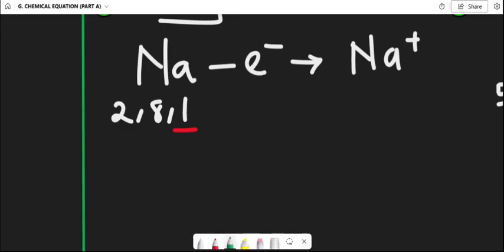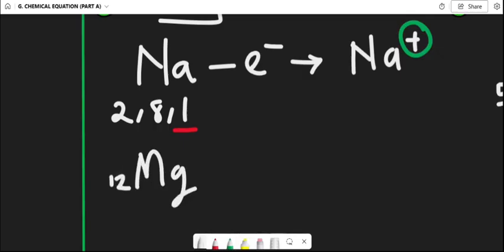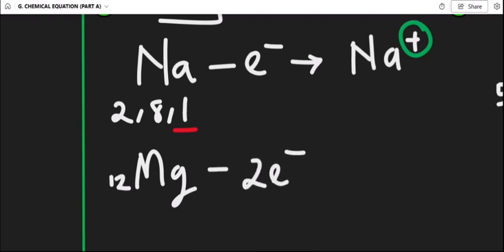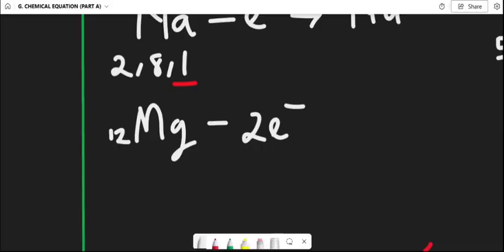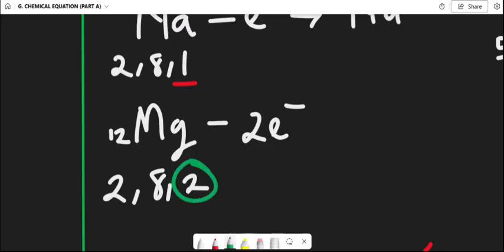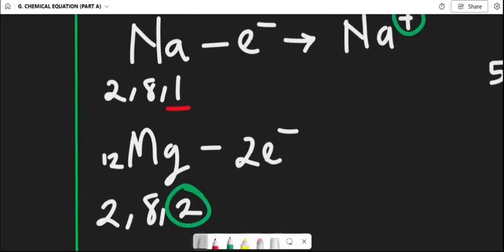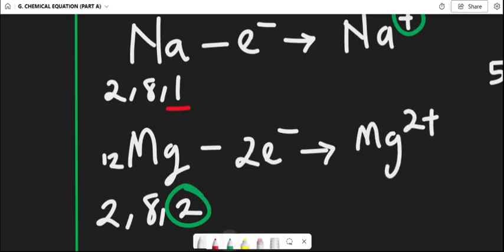So in this case, we say the valency of sodium is +1. Okay, let's consider magnesium. Magnesium has an atomic number of 12. It means it can only give out 2 electrons. Why? Because the arrangement on the K, L, M, N shells is 2, 8, and 2. So this is the valency. So it means when magnesium gives out the 2 electrons, it's going to turn to Mg2+. So the valency of magnesium is 2+.